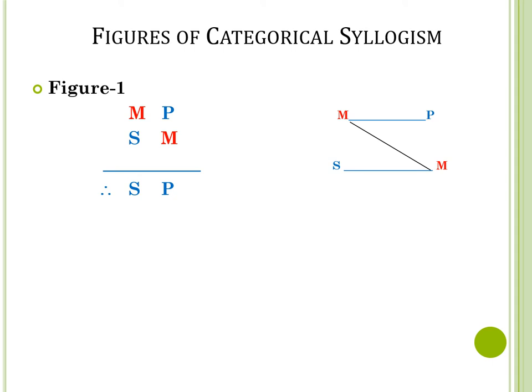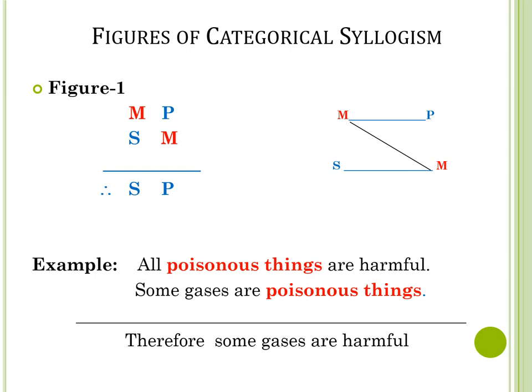Let us take an example. All poisonous things are harmful. Some gases are poisonous things. Therefore, some gases are harmful. Here, in this argument, poisonous things is the middle term, which stands as the subject of the major premise and the predicate of the minor premise.